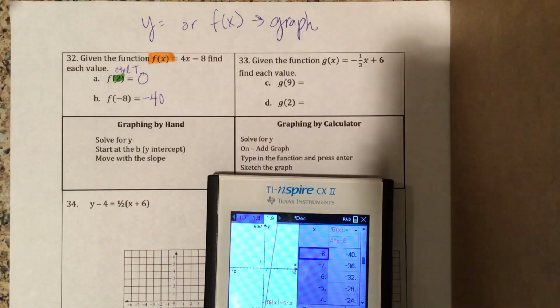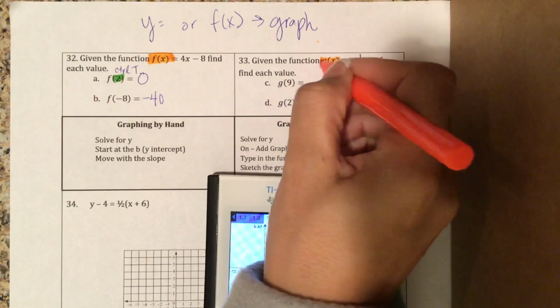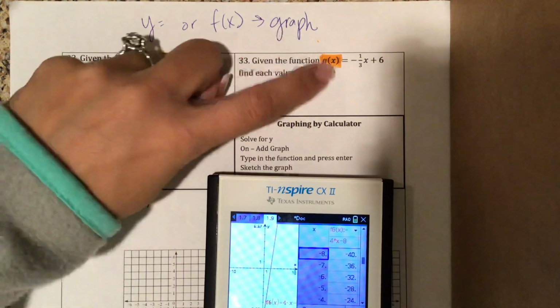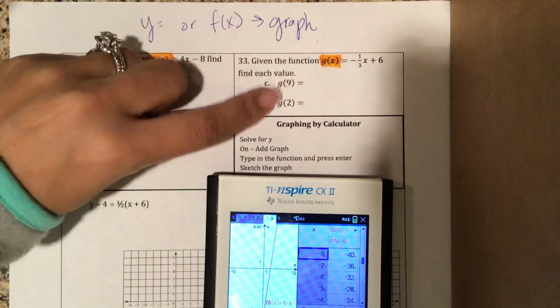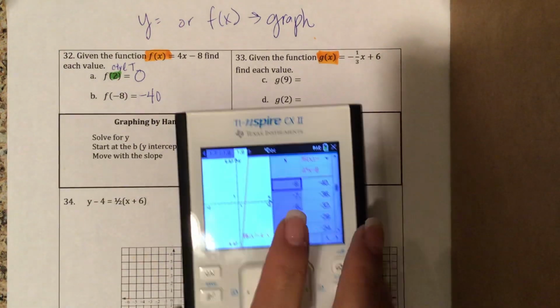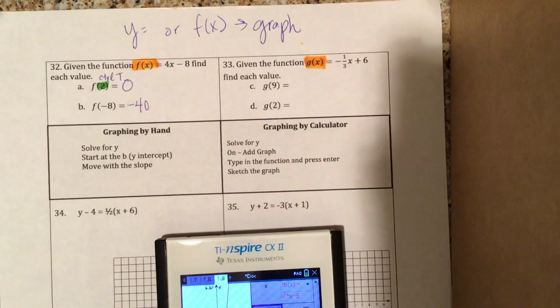So if you ever see an f of x or a g of x or an h of x, go to your graph, add that picture of the graph, type it in. These are numbers, so we press Control T. Look at the table. When x is 9, figure out what the y value is. So try number 33.